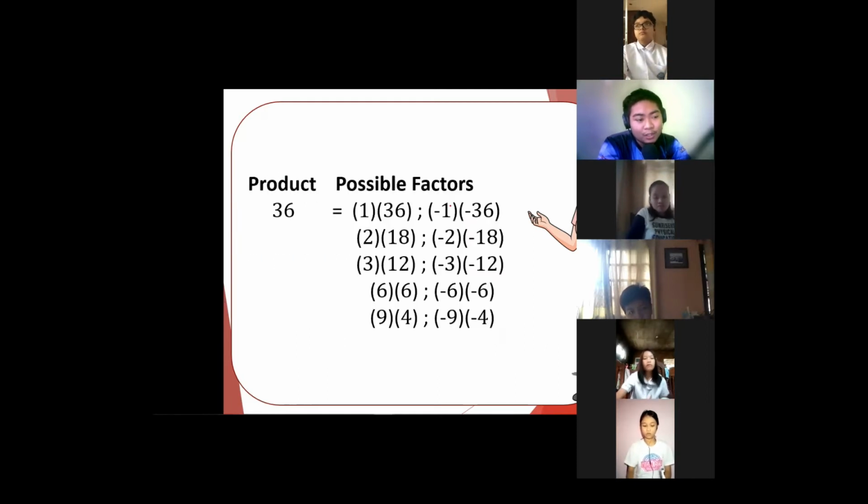Okay, so we have the product 36. What are the possible factors? Which two numbers do we multiply to make the product 36? We have 1 times 36, 2 times 18, 3 times 12. 6 times 6 is also a factor. We have 9 times 4. We also have the negatives, since negative times negative becomes positive. So negative 1 times negative 36. These are all possible factors.